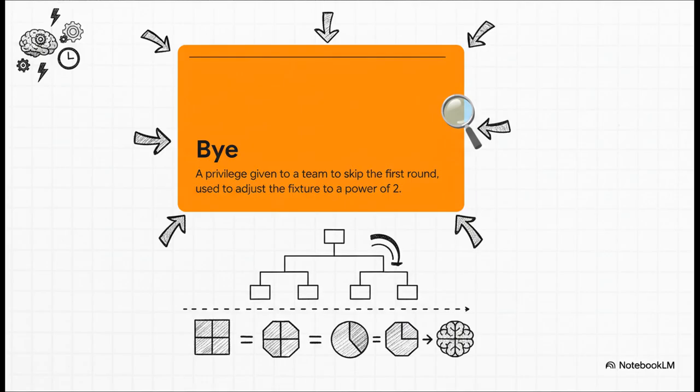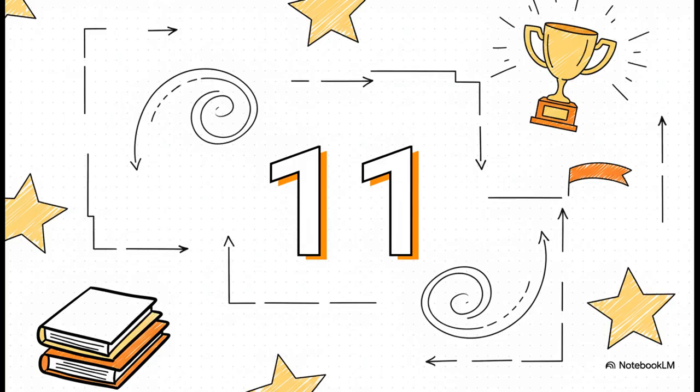Now, before we even think about drawing a fixture, you have to get your head around the bye. A bye isn't some random free pass. It's a tool. Its one and only job is to make the number of teams a perfect power of 2. 4, 8, 16, 32. This makes sure the whole tournament bracket just works with no awkward empty spots in the later rounds.